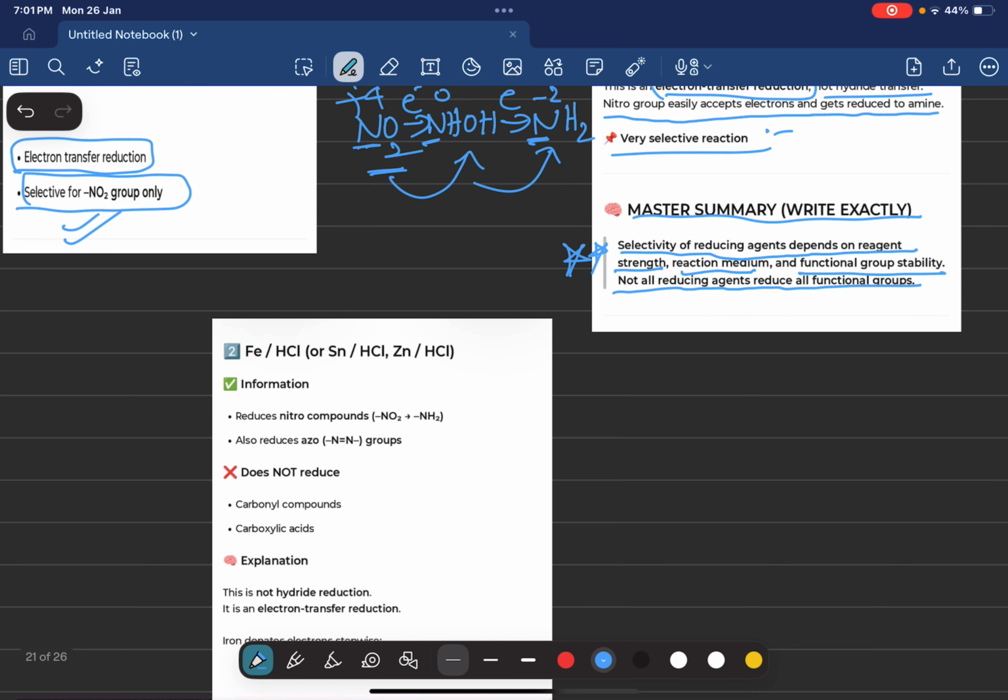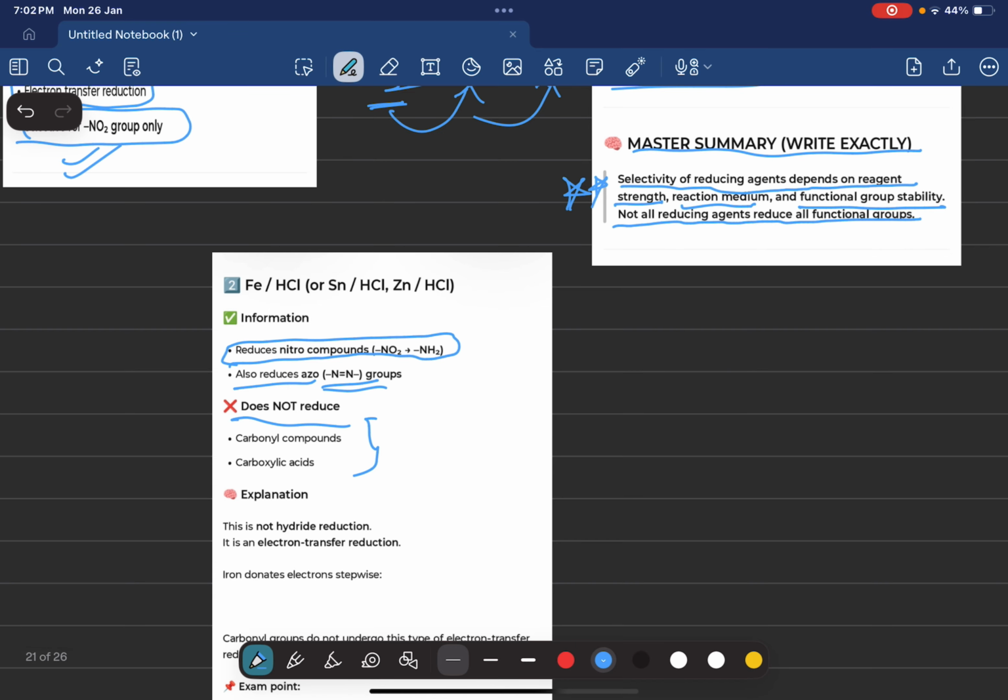In the same way, it reduces nitro compounds to NH2, and also reduces azo compounds, the N double bond N groups, and doesn't reduce things like carbonyl and carboxylic acid. This is not hydride reduction, so it won't reduce these carbonyls or carboxylic acids. It's an electron transfer phenomenon. So nitrogen is ready to accept electrons, so the reduction happens through electrons for NO2 alone.